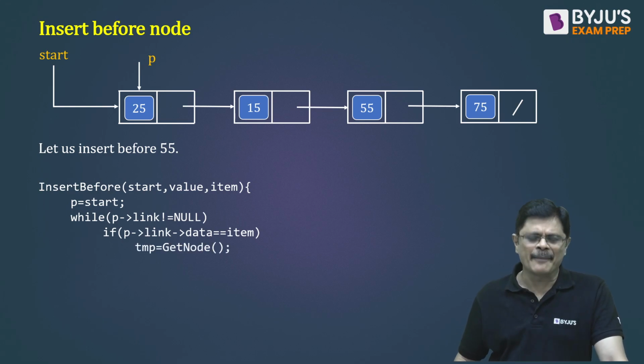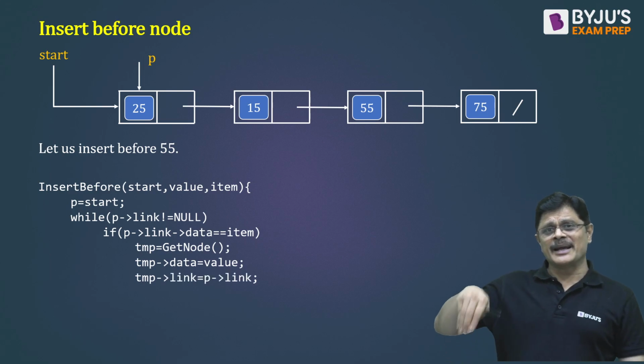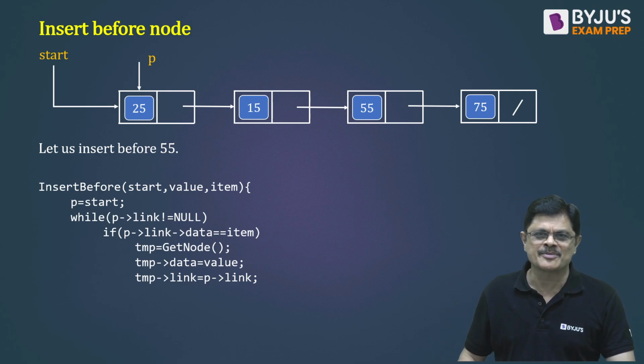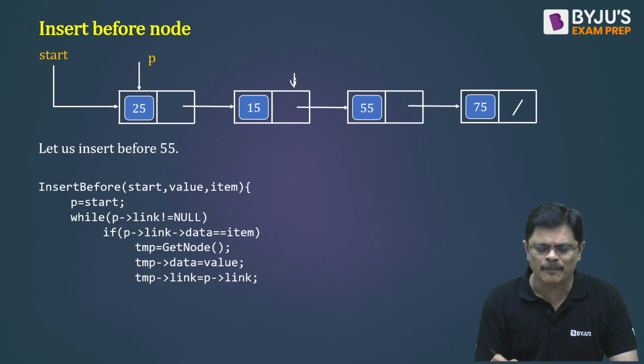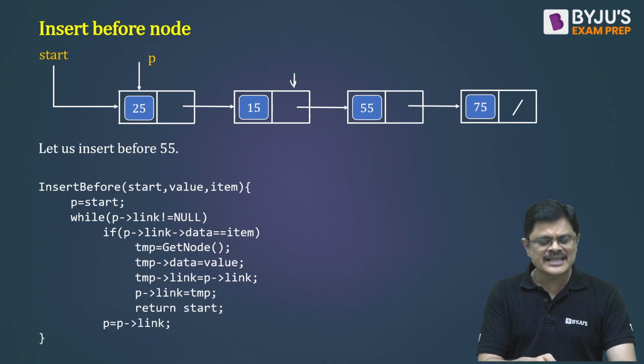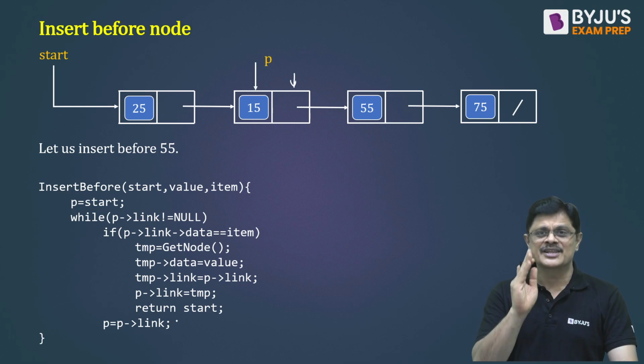In the insertion process, get the new node, update the value of that new node, and temp link is equal to P link. First temp link is P link, then P link. That process will be exactly the same as the previous process, my dear friends. The only thing is you have to take P up to this point. So initially, as long as P link is not null and P link data is not equal to item, see, P link data is 15, I want 55. So we move P to P link. P link data is 55, you stop here. That is, P stops here.